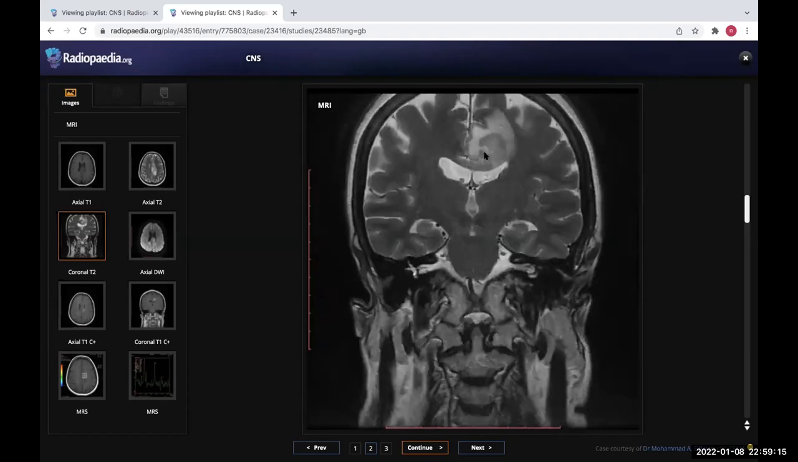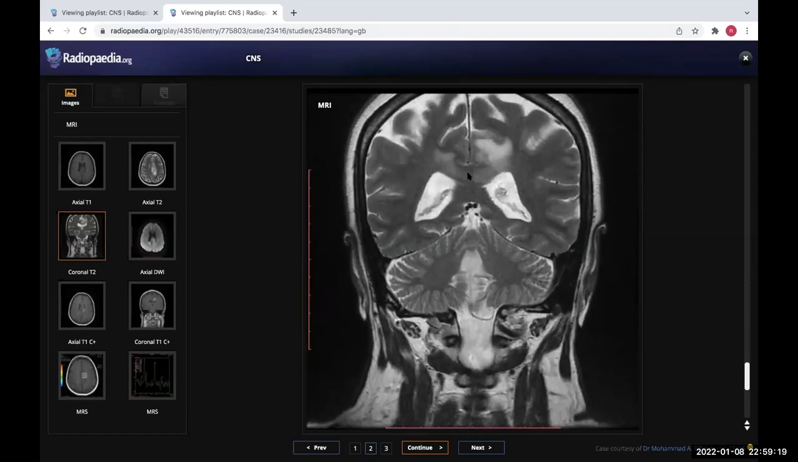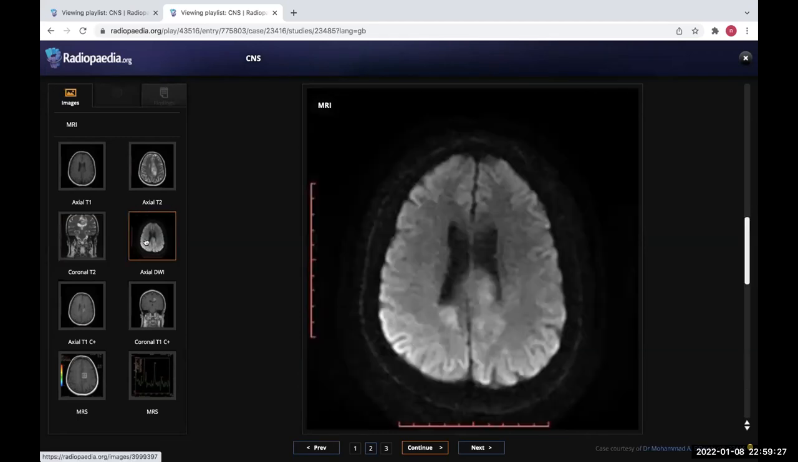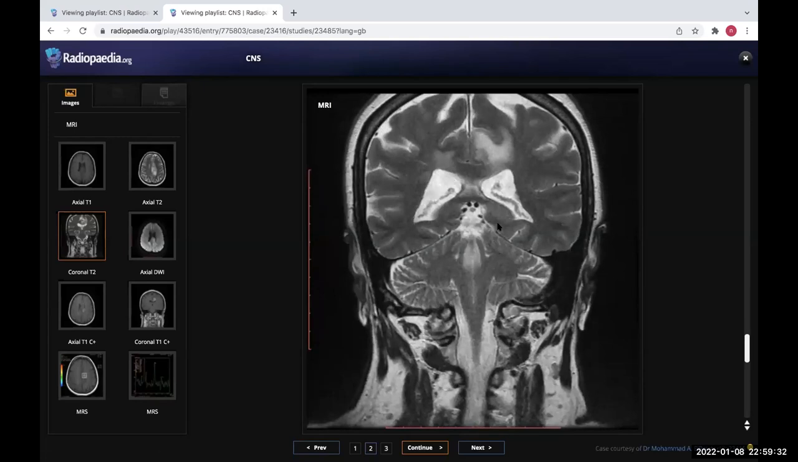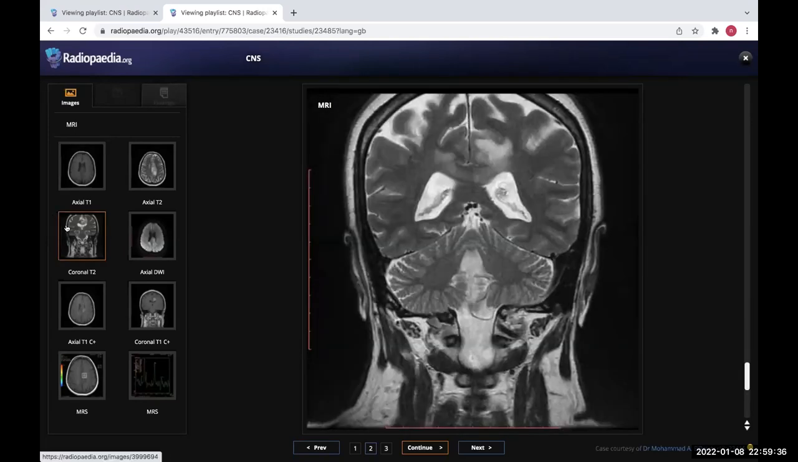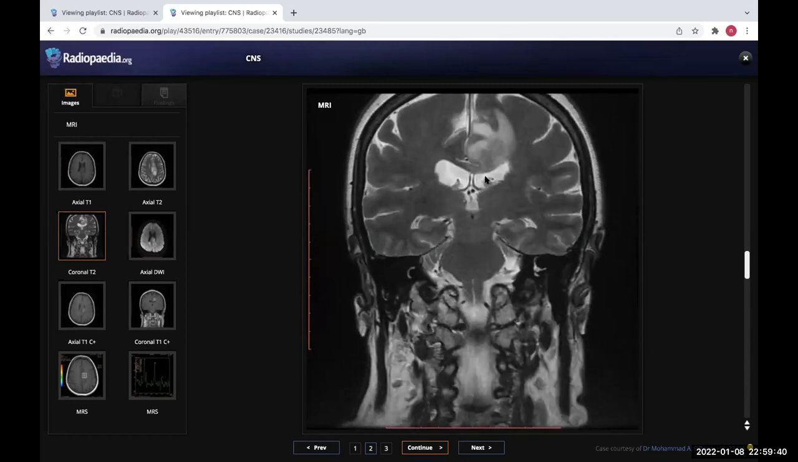So left frontal, and there is also crossing to the other side, crossing the midline and involving the contralateral. What is the signal intensity of this lesion? It is T2 hyper. Is it hyper? Just look at the lesion. You see in the region of the splenium, in the corpus callosum.